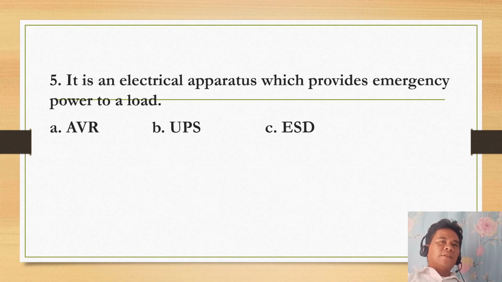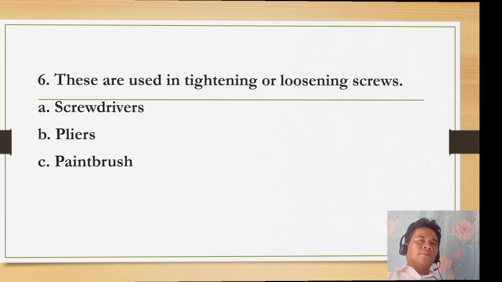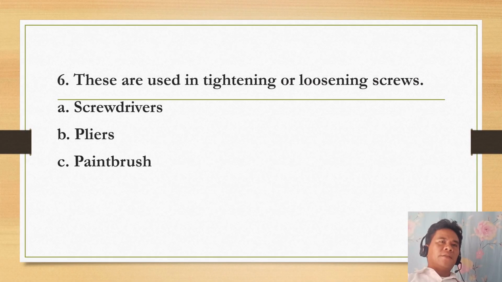Number 5, it is an electrical apparatus which provides emergency power to a load. A. AVR. B. UPS. C. ESD. Number 6, these are used in tightening or loosening screws. A. Screwdriver. B. Pliers. C. Paintbrush.